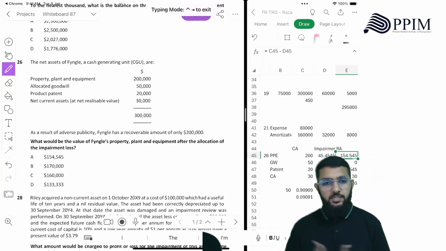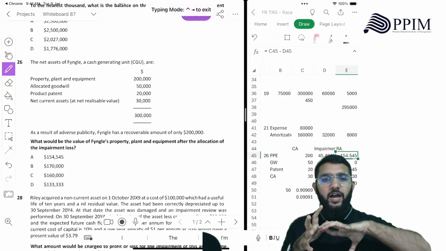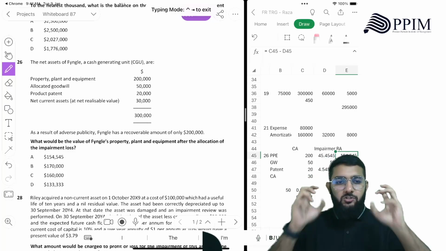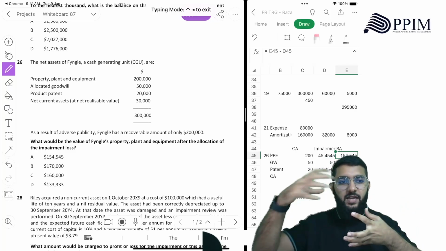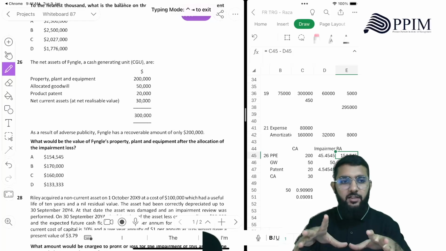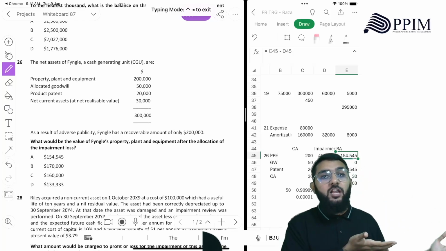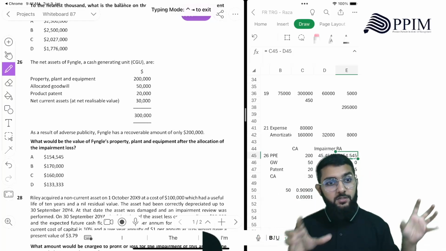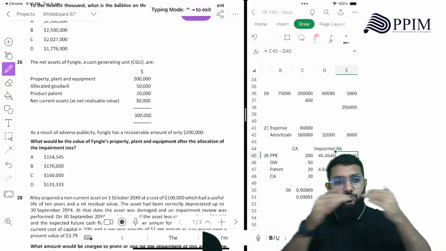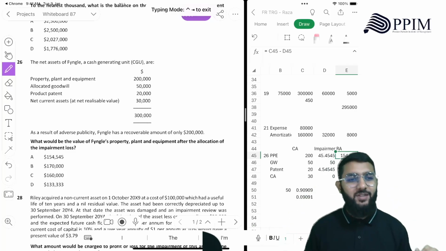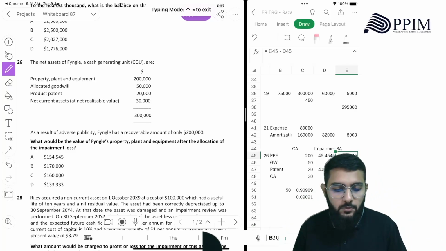How do we do the CGU allocation? First, assets whose net realizable value based on market value is higher, not impaired, stay at their value. Then you eliminate the value of the worthless assets. They'll say this was worthless, so you remove that. Then you remove the entire goodwill, then you allocate.